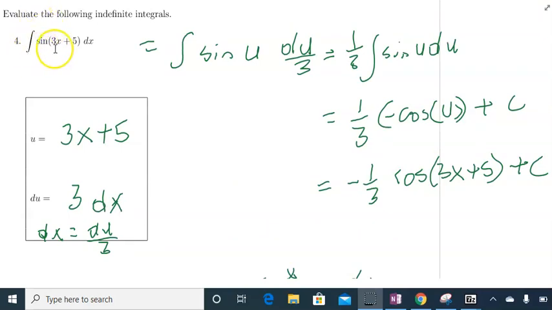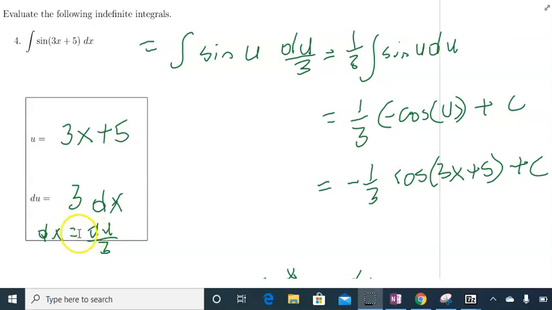Example: the integral of sine of 3x plus 5 dx is equal to, we don't know what yet. We have to identify a u. In this case, the steps to identify u: take the u to be this inside part, that's 3x plus 5. Then du will be equal to 3 dx.